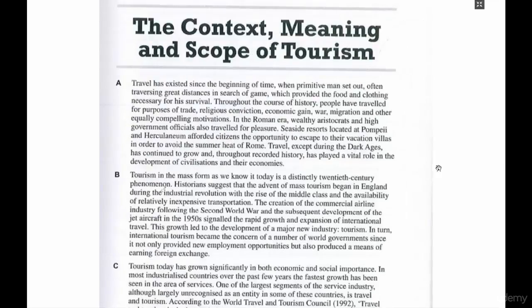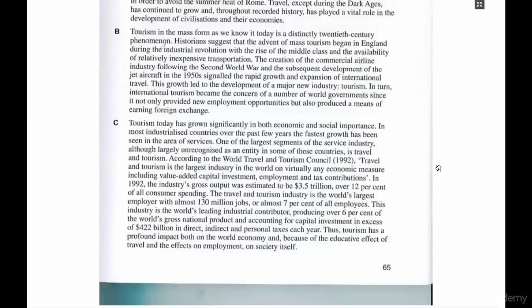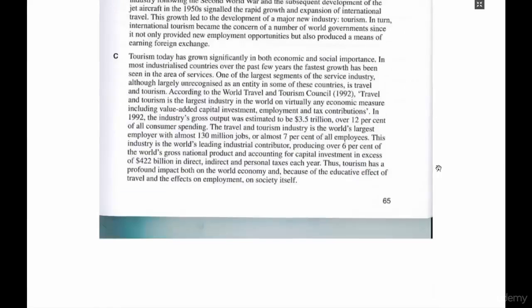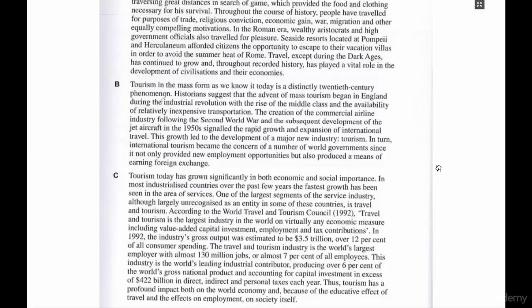Our headings: economic and social significance of tourism, the development of mass tourism, travel for the wealthy, earning foreign exchange through tourism, difficulty in recognizing the economic effects of tourism, the contribution of air travel to tourism, the world impact of tourism, the history of tourism. Paragraph A is already done. All right, we have paragraph B. Paragraph C is pretty big. D, E. All right, so we can start with paragraph B, right?